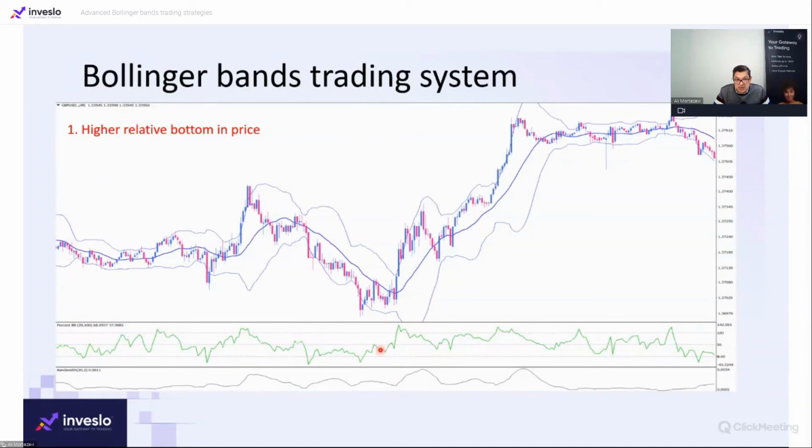So to put it precisely, we have three conditions that should be met to trigger a buy signal. First, as you see here in the red line, the higher relative bottom in price, we need to evidence that, and then we need the higher bottom for percent B and increasing bandwidth. Put them all together. Once the price breaks above its previous top, some point here, a buy signal is triggered. Now we know our entry level.